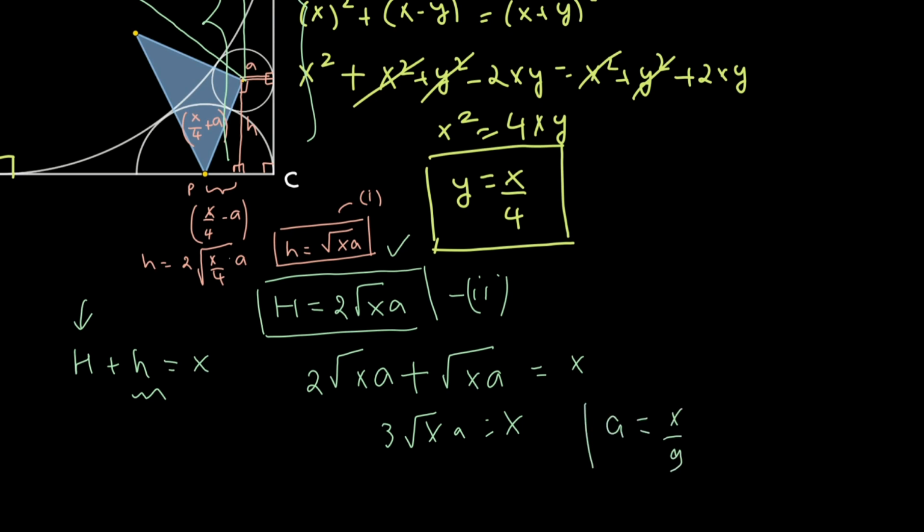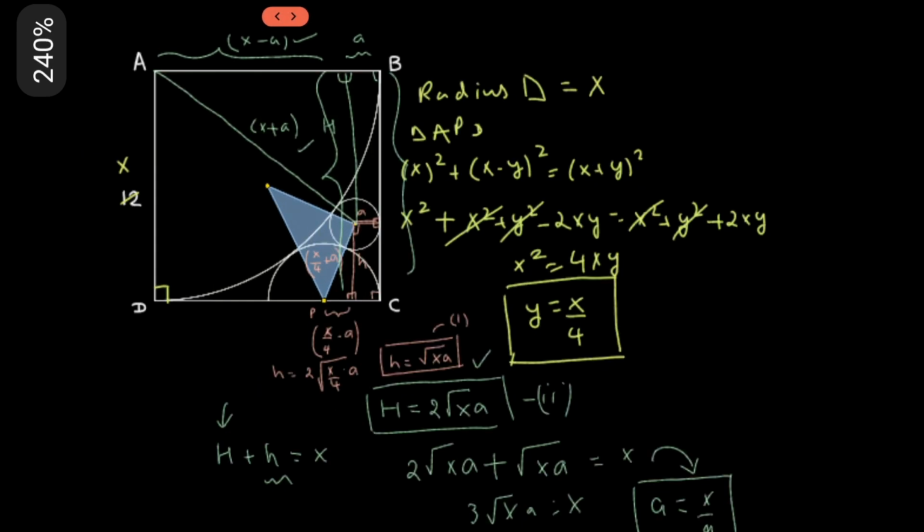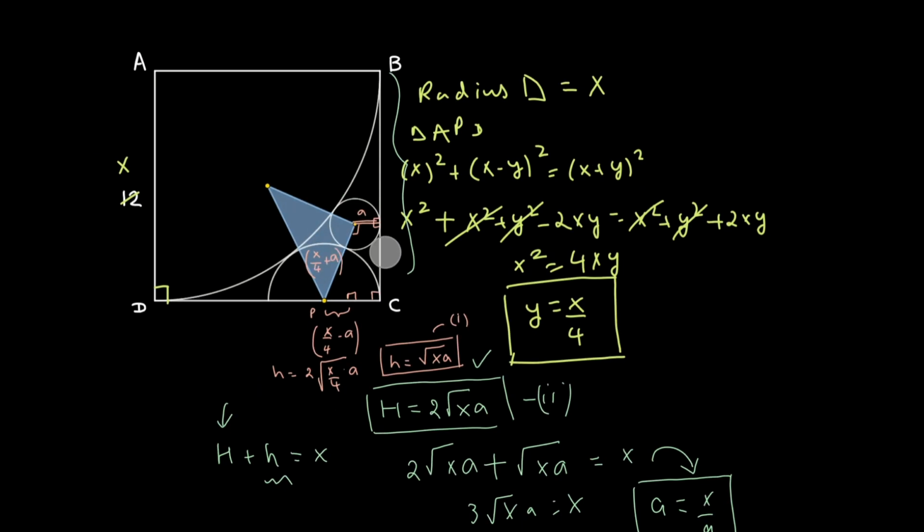Now recall that a was the variable denoting the radius of the circle, and just now we have got its value in terms of x. So ultimately we have got the radius of the circle also in terms of x. So now I'm just removing this, and we are going to move on to the final step, that is to get the area of this blue triangle.